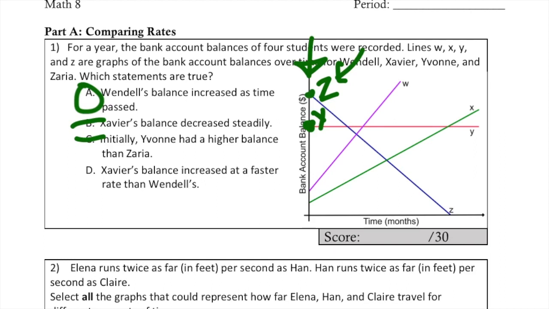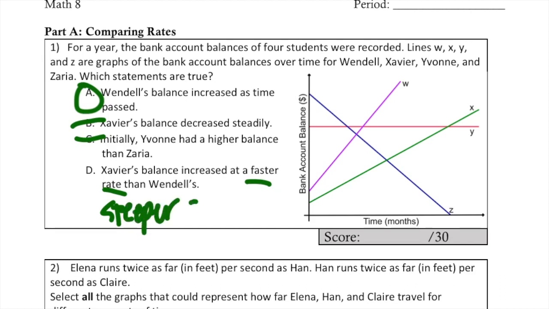Okay, next we're gonna compare Xavier and Wendell. So Xavier's balance increased at a faster rate than Wendell's. So another way of saying faster rate would be steeper slope. Okay, so if I look at Xavier's line and Wendell's line, who has the steeper slope?